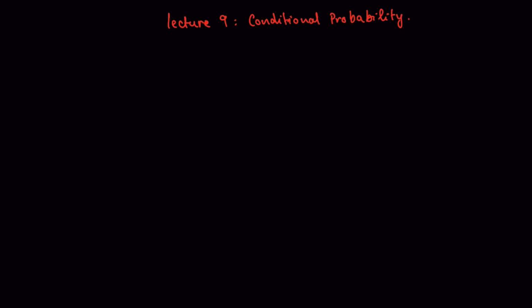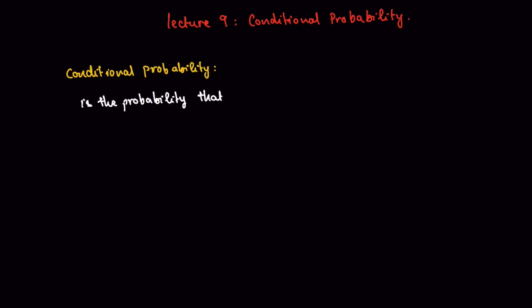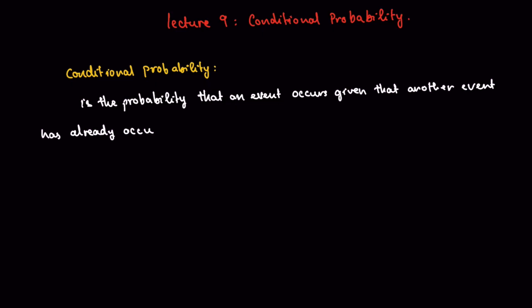So in this video, we will talk about conditional probability. Conditional probability is the probability that an event occurs given that another event has already occurred. It allows us to update probabilities when additional information becomes available.